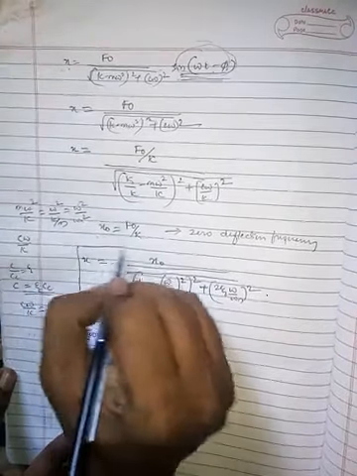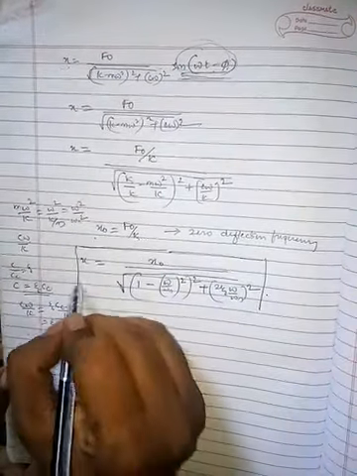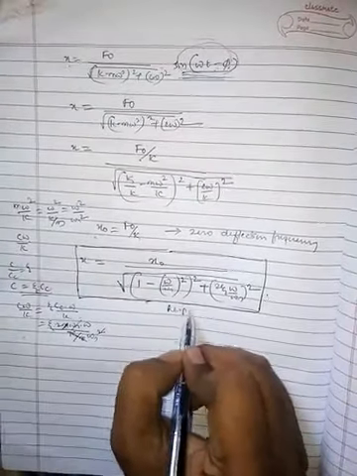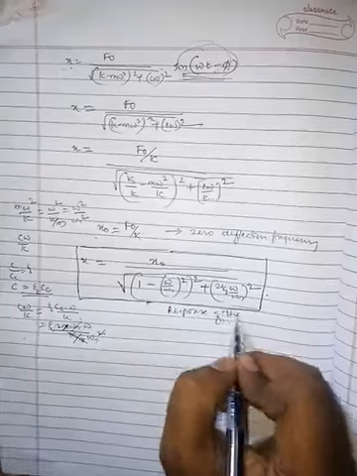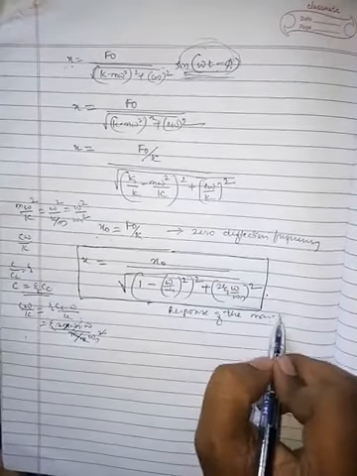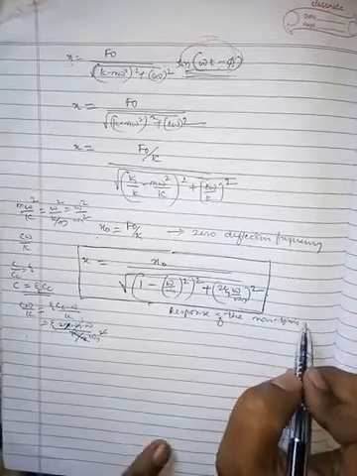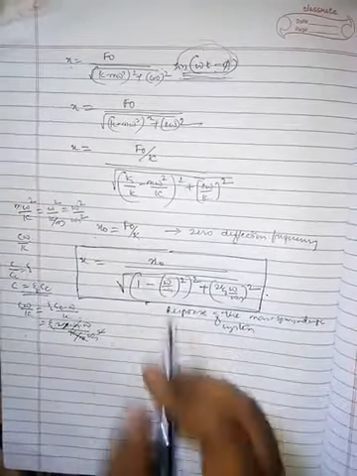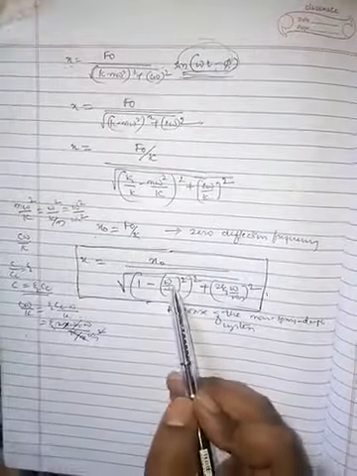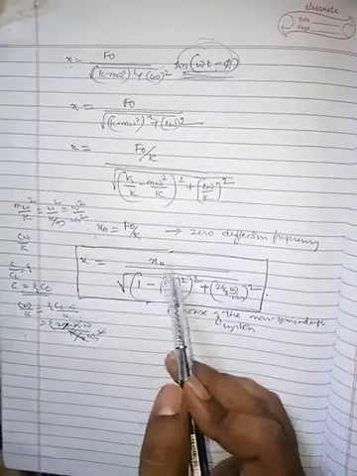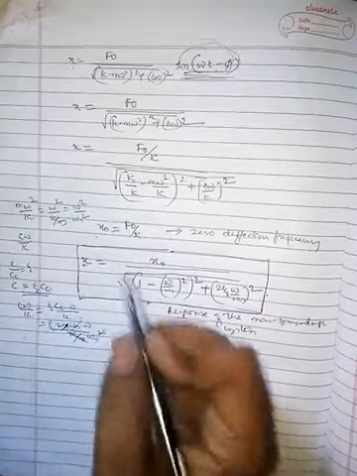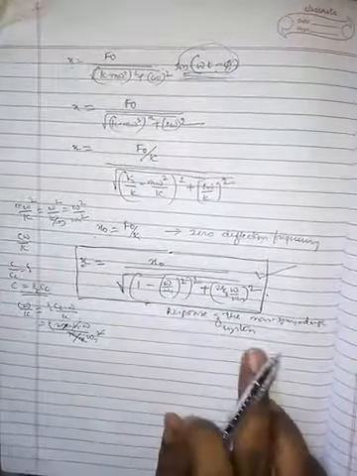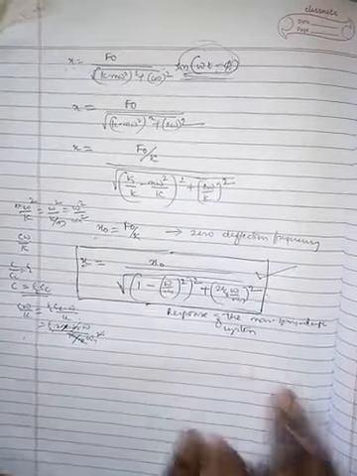This is the response of the system: the mass spring damper system when it is subjected to the forcing function F naught sin omega t. If you know omega n and zeta, then the displacement at any time t can be calculated. So this is the response of the mass spring damper system subjected to a forcing function. Okay, thank you.